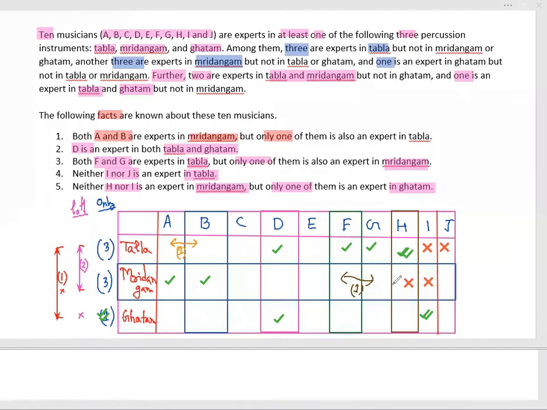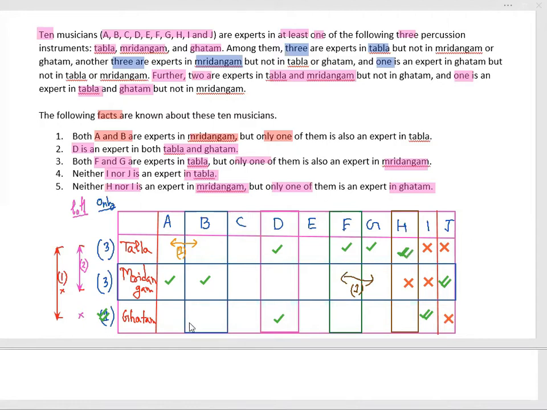There is no person who is an expert in both mridangam and gatam. So for J, I can find either gatam or mridangam, but gatam has only one person, so definitely it cannot be. So in this case I need to put a cross mark for J here, and definitely a tick mark would come for J in the segment of mridangam, and that should be only mridangam. So mridangam also has one of them done, tabla has one of them done, by this way.